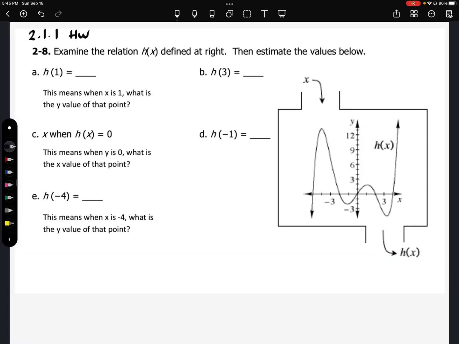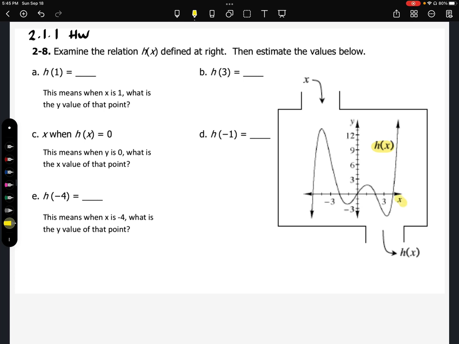This is homework assignment 2.1.1, problem 2-8. The problem states, examine the relation h of x defined at right. Then estimate the values below. So you'll see here the name of this function is h of x.